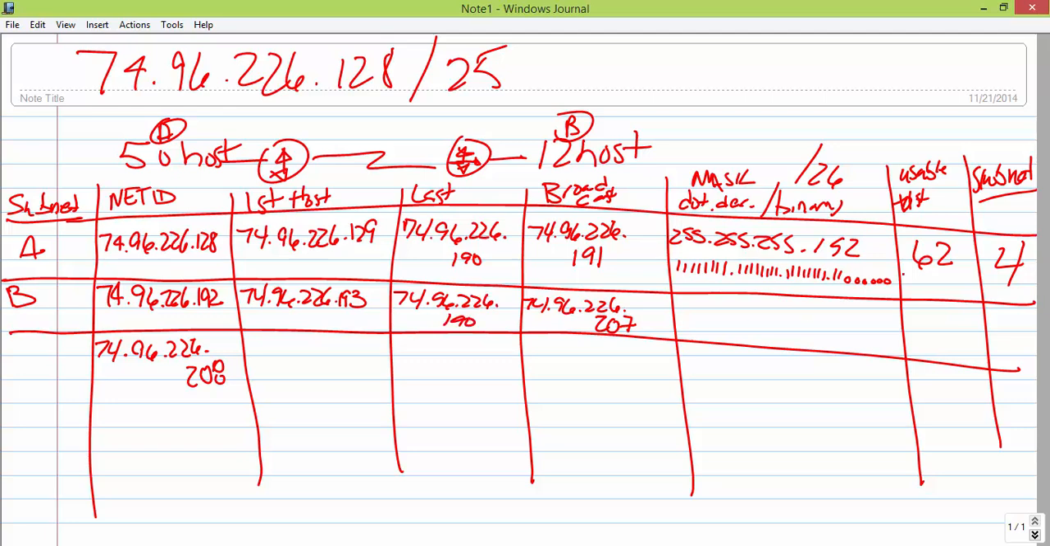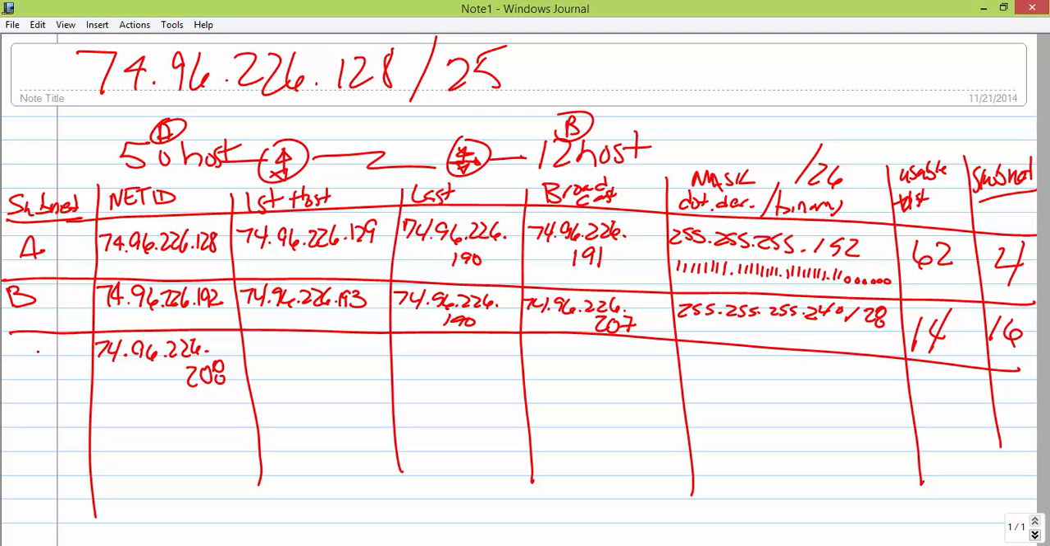Then this one we chose as a /28. That means we turn on 28 ones, and then that would give us 4 zeros. Its subnet mask in dotted decimal is going to be 255.255.255.240. Check the magic number chart that you created and you can get that easily. You know that your usable hosts are 14, and your possible subnets are 16.